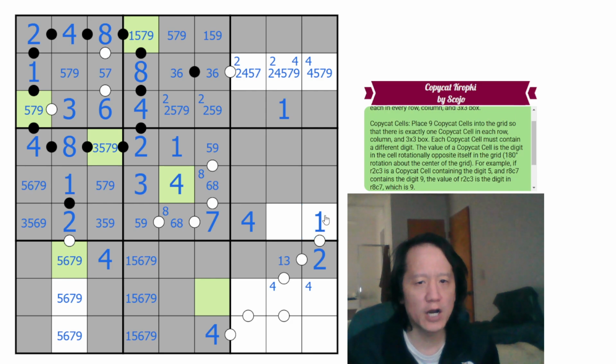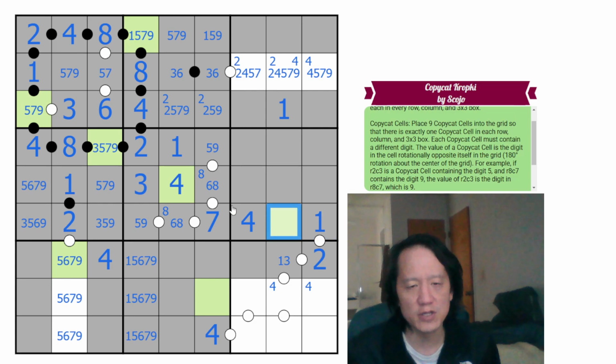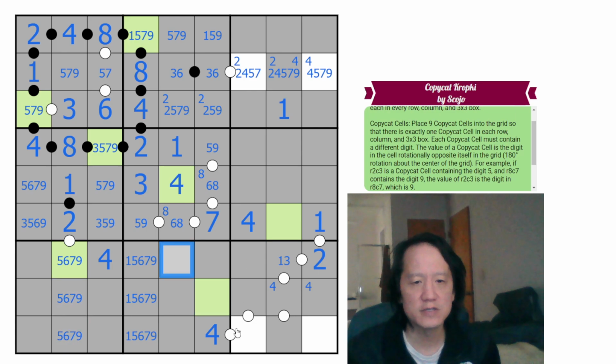And if this were a copycat cell, it would contain the value of 5, 7, or 9, but we know 2 is not a copycat cell, so 2 has a value of 2. Therefore, this cannot be a copycat cell, which forces this to be the copycat cell, which eliminates all possibilities for copycat cells in that column. These can't be copycat cells because of this copycat cell. These can't be copycat cells, so one of these two is a copycat cell. So this is 1 or 3.